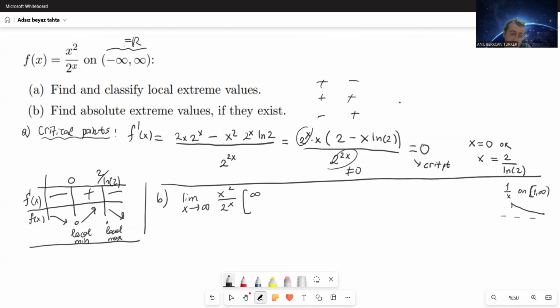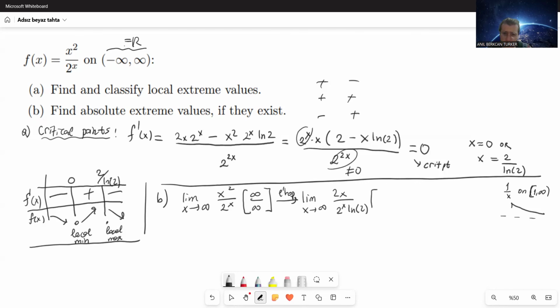The numerator goes to infinity and the denominator also goes to infinity, so I can apply L'Hopital's rule. I don't know if the limit exists or not, that's why I'm just applying it. I'm going to calculate the derivatives of the numerator and denominator as x goes to infinity: 2x over 2 to the power x.